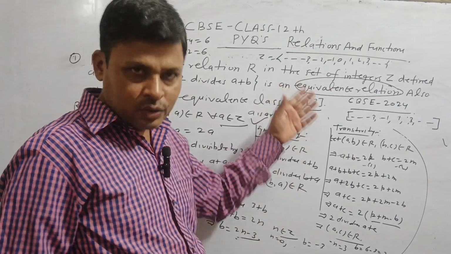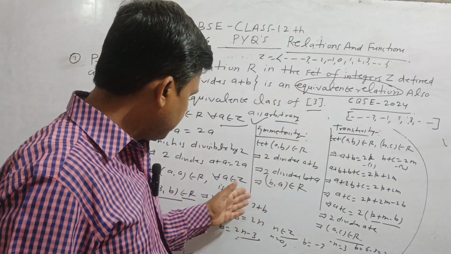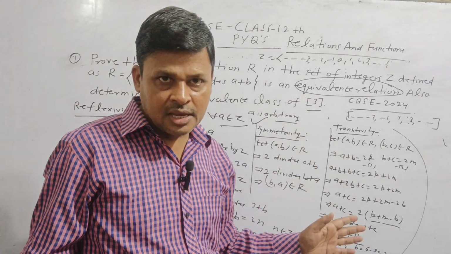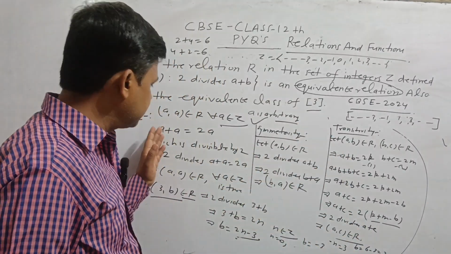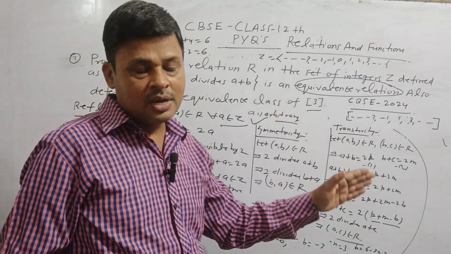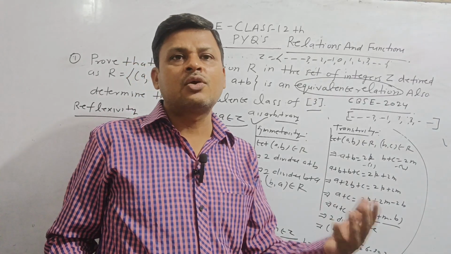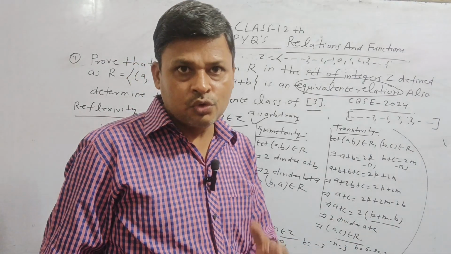Please write the theories where relevant, because I have not written all of the theories. You have to write that this relation is reflexive, symmetric, and transitive, that's why this relation is an equivalence relation. So wherever theory is required, you have to write theory in the question.